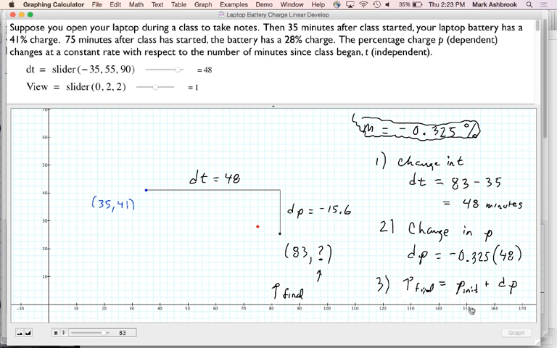So it's going to be 41 plus negative 15.6, which equals 25.4%. And so now we've got that correspondence point. It's 83, comma, 25.4.